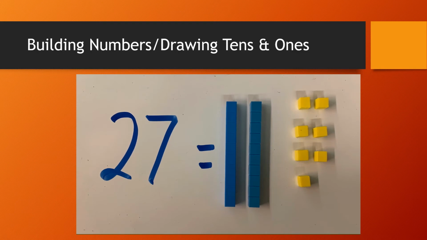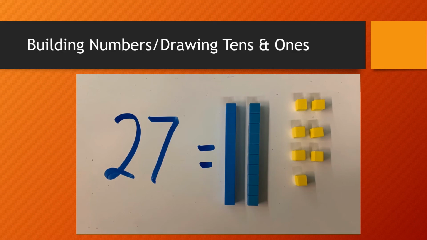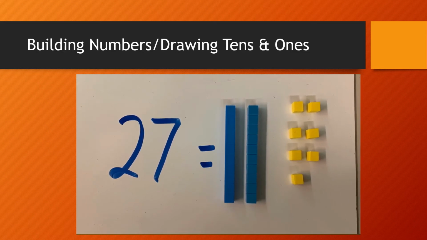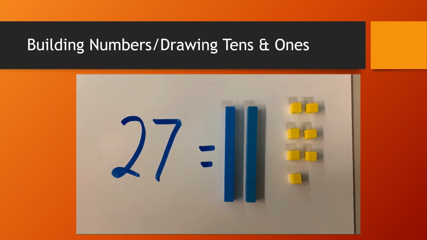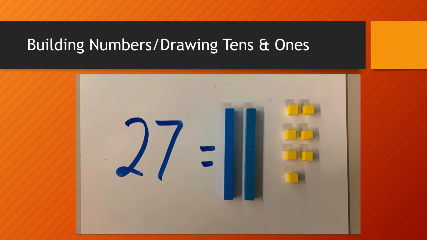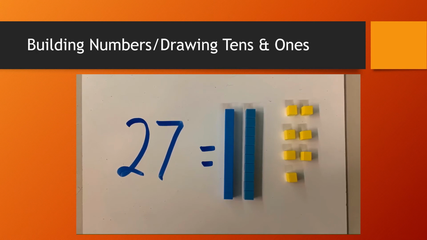Now the next number we're going to look at is 27. You can see I have 2 10 rods and 7 ones. I should be able to count out the numbers starting with the tens, 10, 20, and then count my ones, 1, 2, 3, 4, 5, 6, 7, for a total of 27.